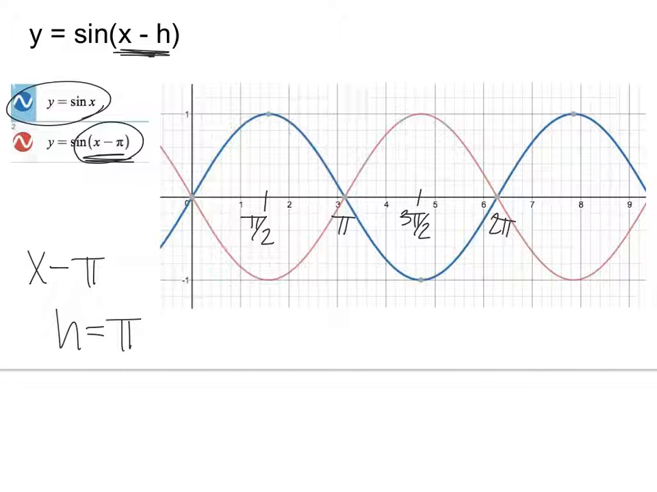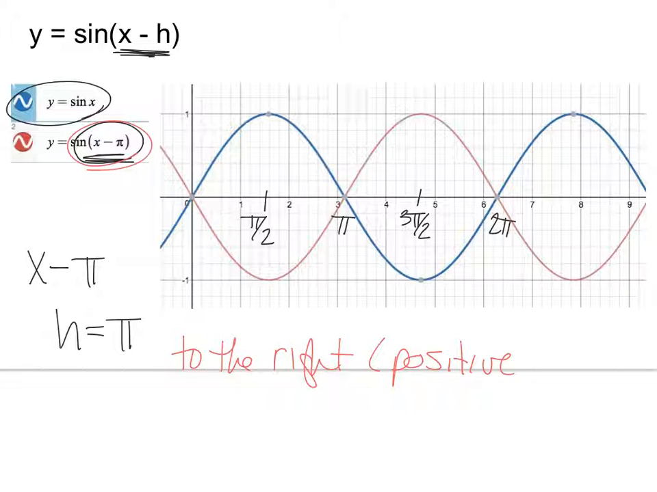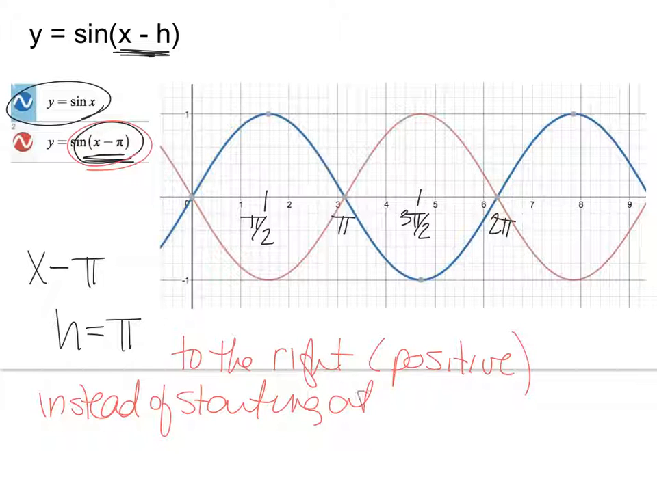So if we're shifting by pi, that means we're shifting our graph to the right, in a positive direction. So what we see here, instead of starting at 0, we shift it to the right, and we start at pi. Okay? So instead of starting at 0, we start at pi.